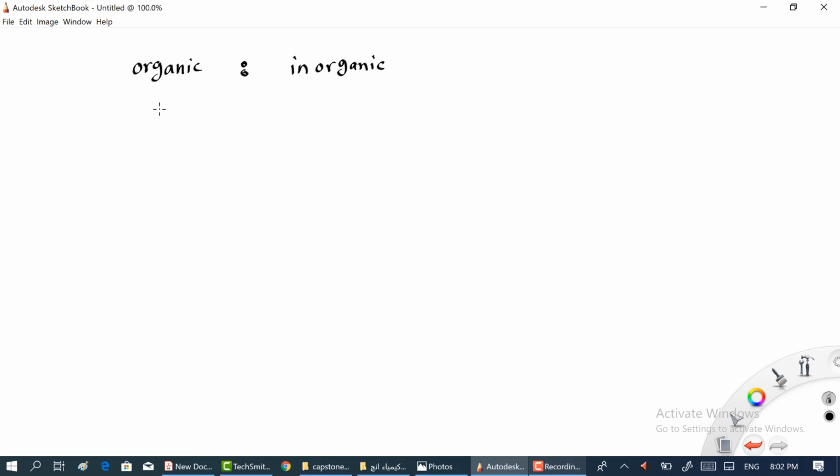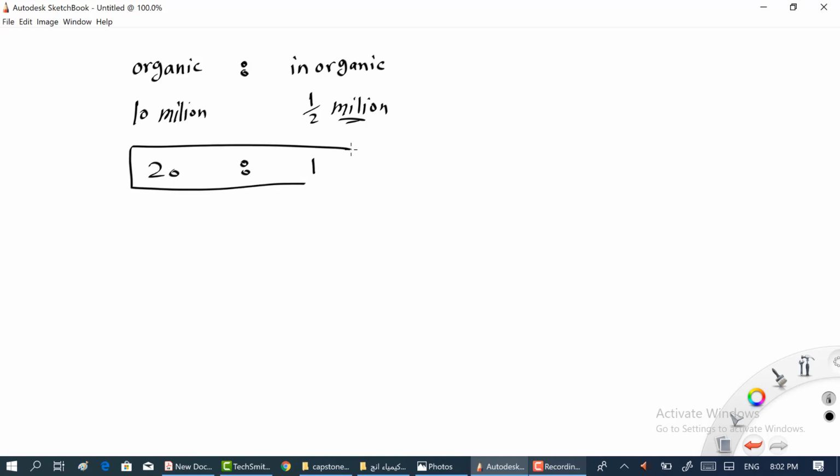We'll find that we have 500,000 inorganic compounds, and we'll have 10 million organic compounds. So the ratio will be 1 to 20. The ratio between the organic compounds to inorganic compounds is 20 to 1, or the ratio between the inorganic compounds to organic compounds is 1 to 20.